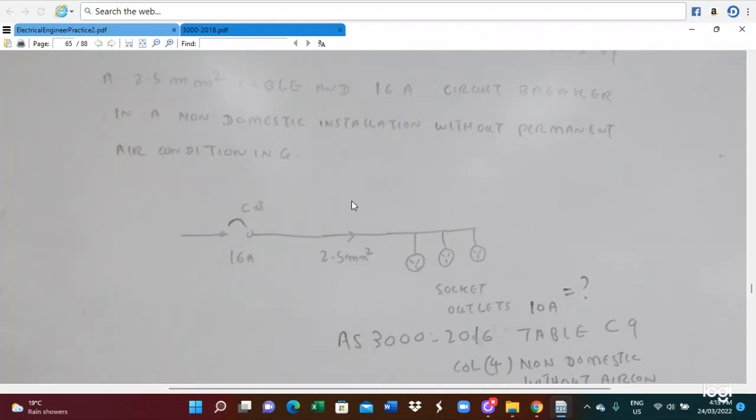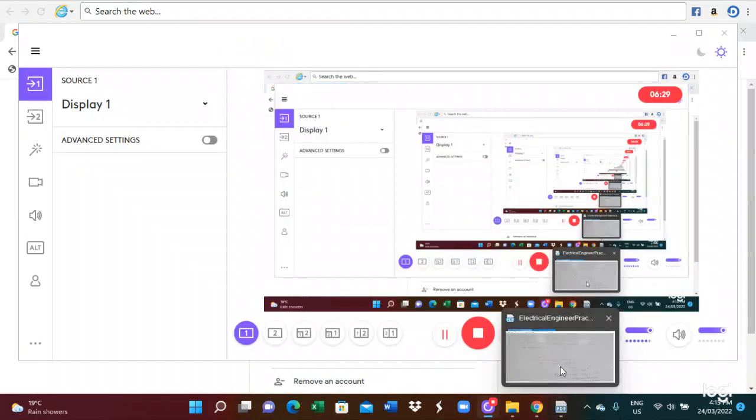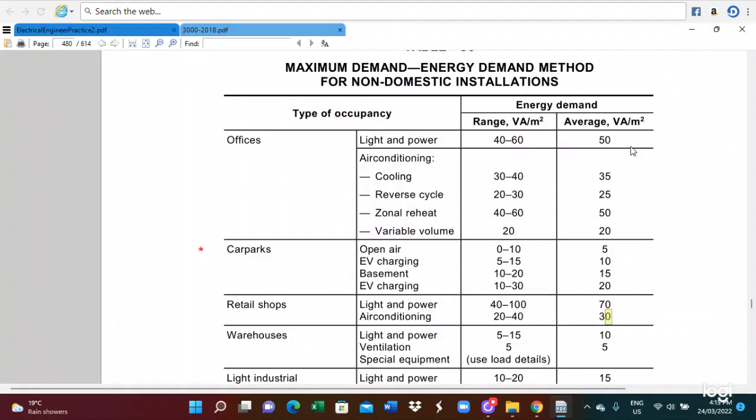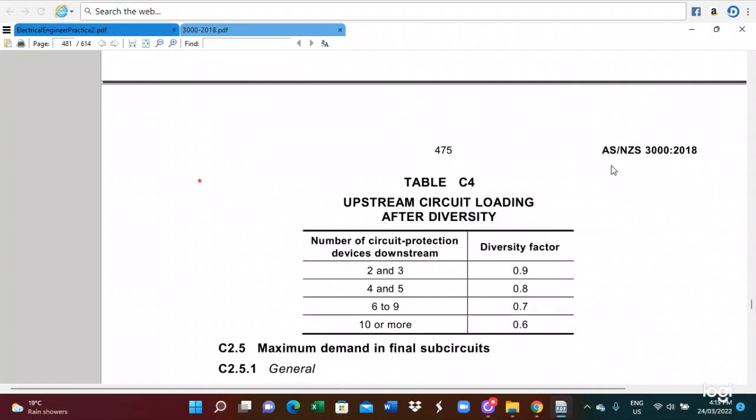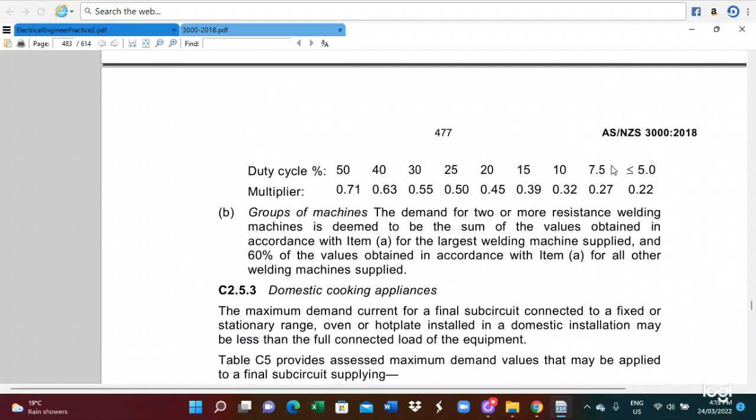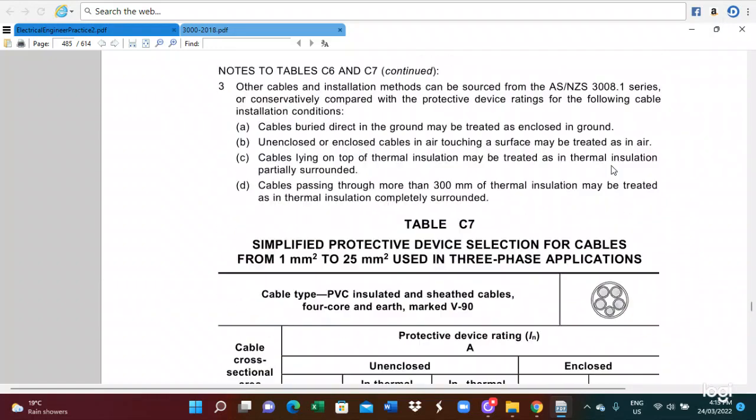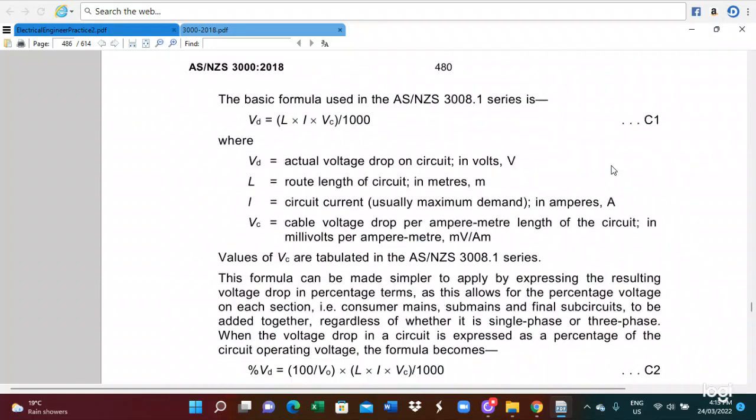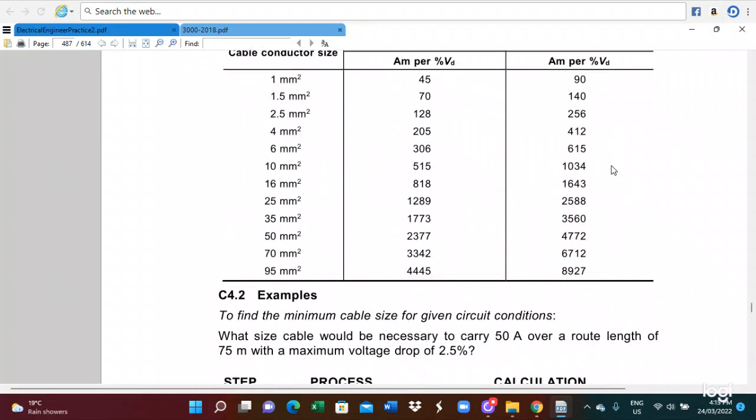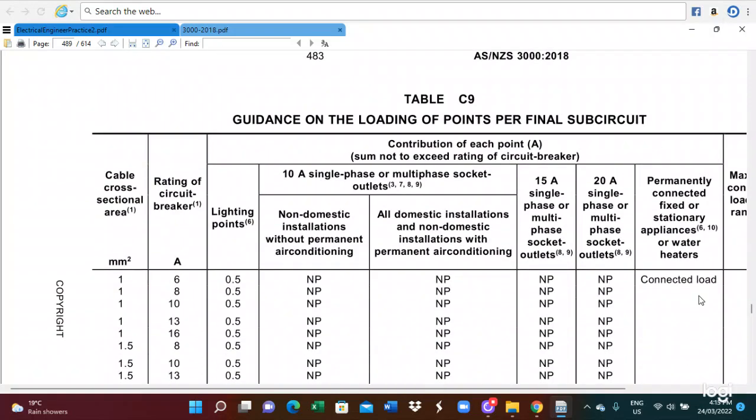So in this case, we had to utilize AS3000 table C9. We look at AS3000 table C9. So this is table C3. So go down, table C4, table C5, C6, C7, C8, and C9. So we calculate with table C9. This is the way we use table C9 here.